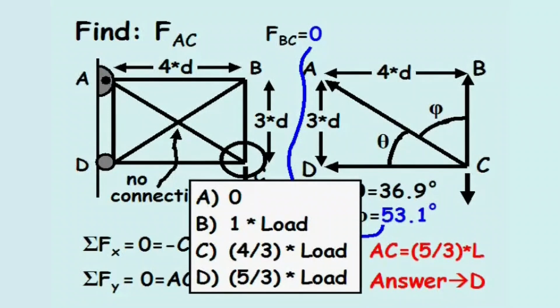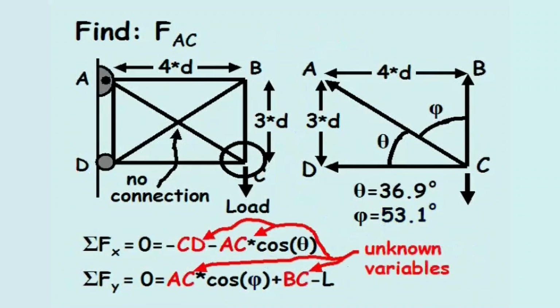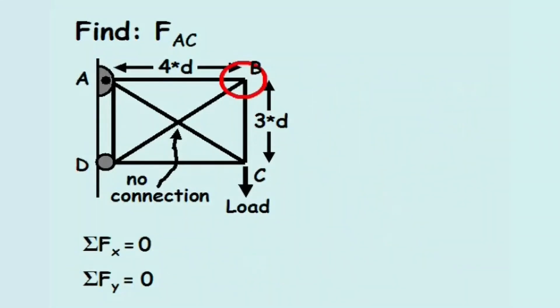This solution was determined rather quickly because we were given that the force in member BC equals 0. If we did not know the force in member BC, then we'd be left with 2 equations and 3 unknown variables. To solve a linear system of equations, we'll need at least as many equations as unknown variables and a non-singular matrix A. Therefore, we'll next look at joint B.